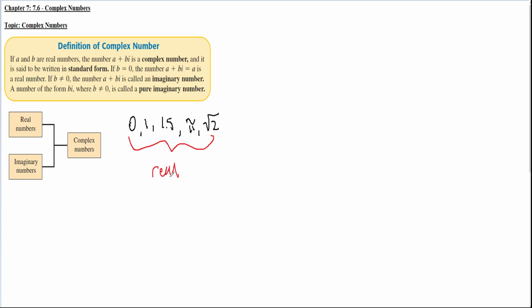But numbers like negative 4i, 2 plus 5i, or even negative 1 plus i. These are all imaginary, okay?